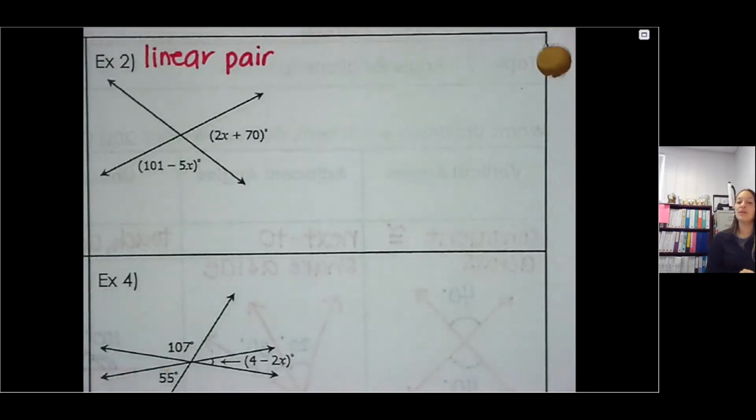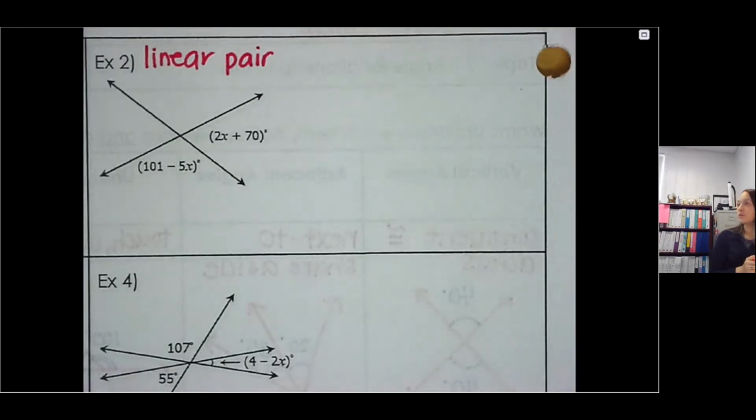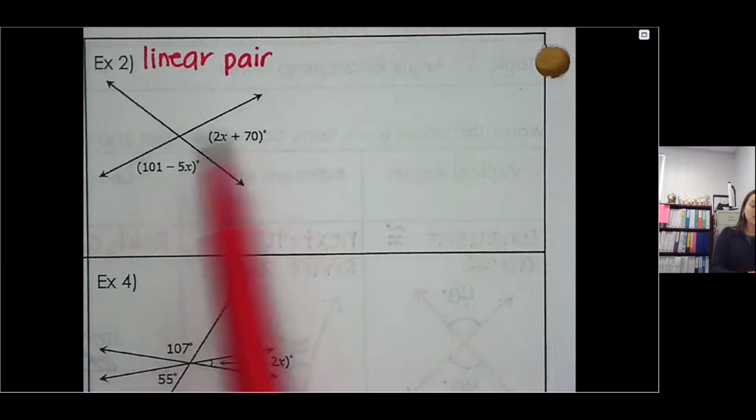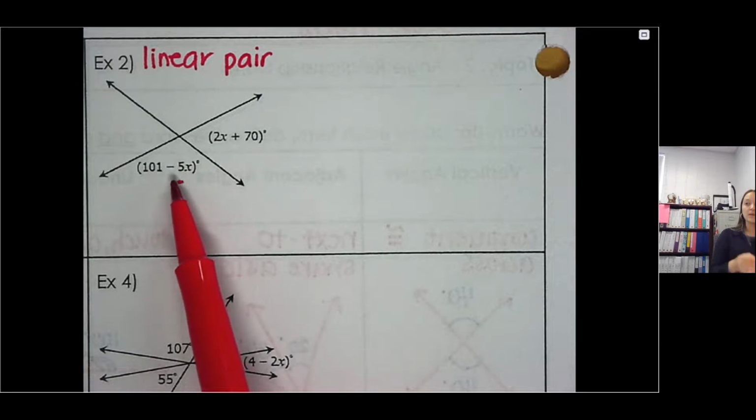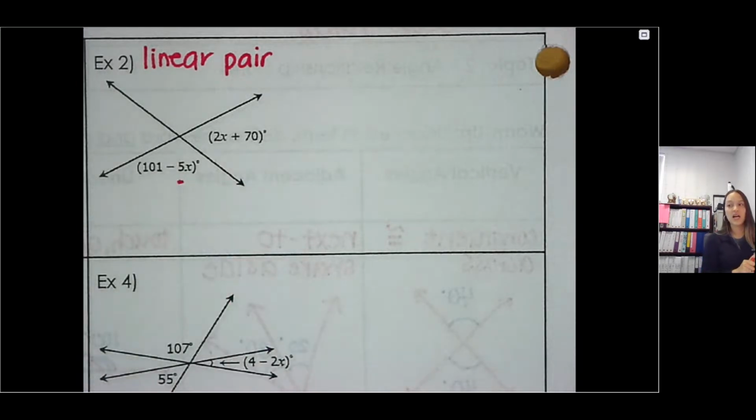Okay, so we know these two are a linear pair. What should I do then with the equations? Well, if I set them equal to each other, that's saying this angle is the same size as this one, which is not what I want. Nicole, what do you think? Exactly. Perfect. So linear pair means they're added together to equal 180. So that's exactly what we're going to do with our equations.